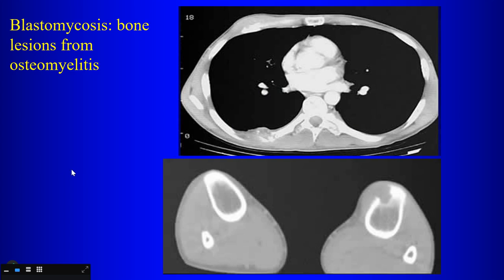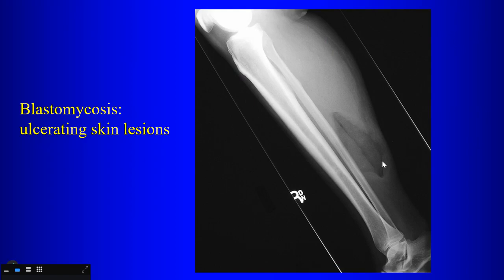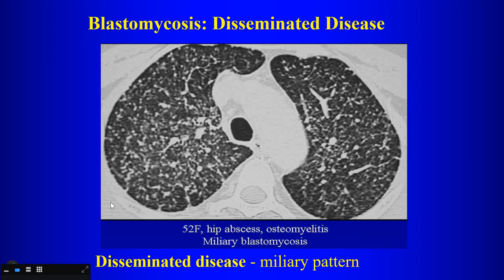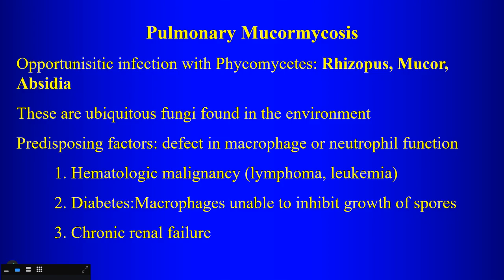So it looks like another lesion there too, a subcutaneous lesion. There's another example, lesion in the lung, and then spread to the bones. So bone lesions from osteomyelitis with blastomycosis. Skin lesion with ulceration, blastomycosis. And disseminated disease gives you a miliary pattern, just like all the others. So, I've given you the article that goes through all of this and the geographic distributions of the different infections. So let's talk about a few more types of infections.